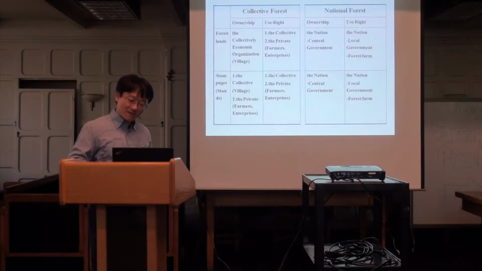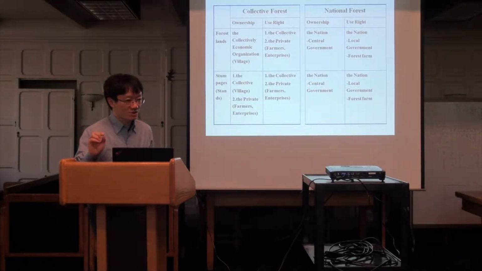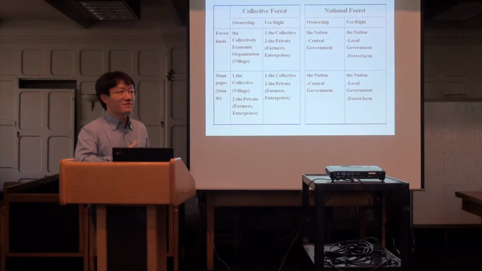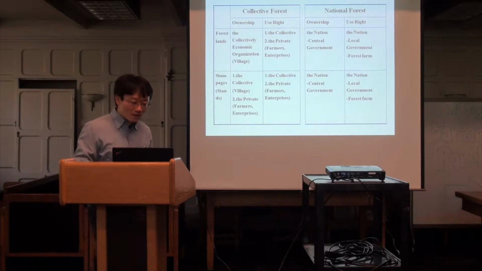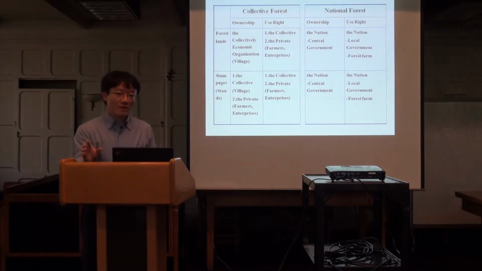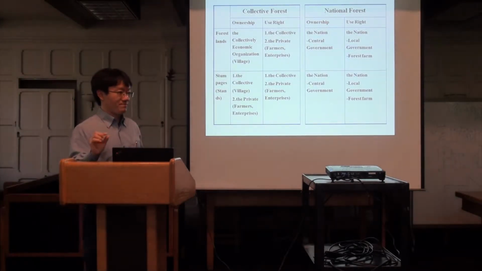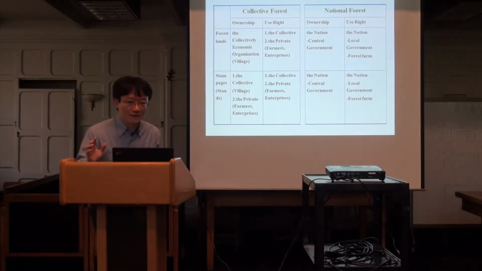So why do we say the forest classification in China is complicated? You can find the result in this table. It's really complicated. This is the collective forest, and this is the national forest. For the national forest, the property right is a little bit simple. But for the collective forest, the property right is very complicated.